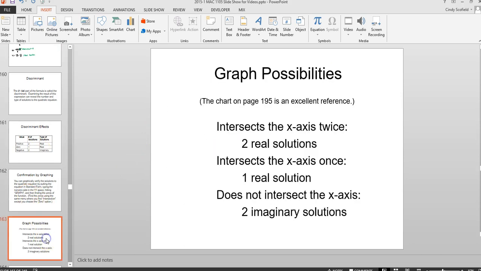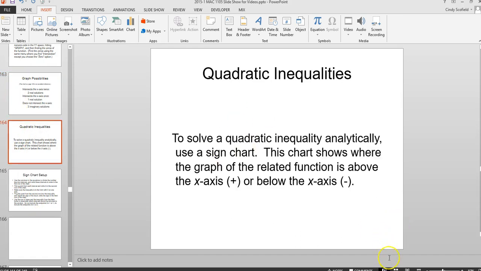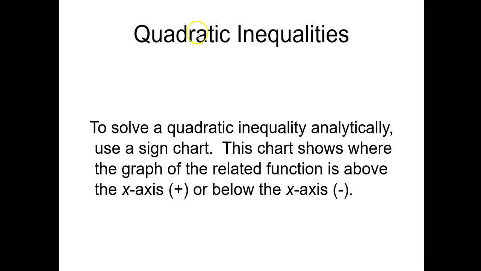All right. So there's all your graph possibilities. Intersects the x-axis twice was 2 reals. X-axis once was 1 real. That's where your vertex is sitting on the x-axis. Does not intersect the x-axis, 2 imaginaries. Okay, so there's your quadratic equations. Plenty of fun with those.